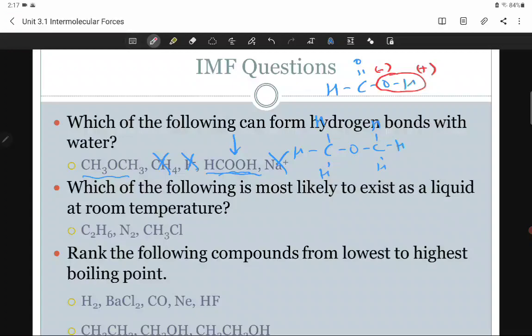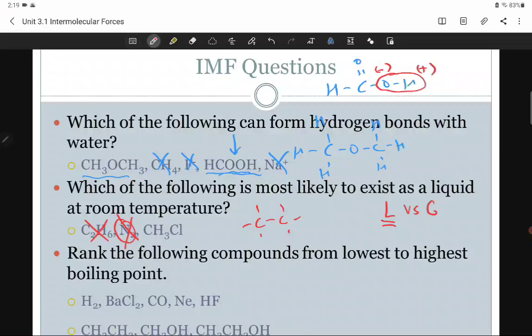Which of the following is most likely to exist as a liquid at room temperature? I should have probably given you a little more information. Which of the following is most likely to exist as a liquid as opposed to a gas? If you want it to be a liquid as opposed to a gas, you need to have something that has high intermolecular force. This molecule here is non-polar, so it only has a chance to have London dispersion forces. Usually London dispersion forces by themselves are not enough for it to be a liquid. Anytime you have C's and H's, no matter how they're set up, that's going to be symmetrical. I didn't write the H's in there, but they're in there. If it's symmetrical, that's London dispersion forces. So those two are out.